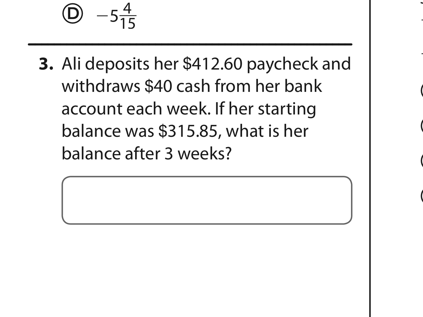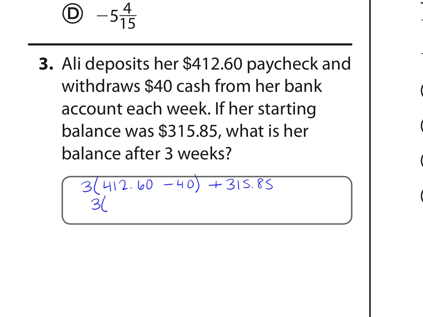So we see this, that for 3 weeks, she is depositing $412.60 and then subtracting $40 every week. Her starting balance was $315.85, so she started with $315.85. And we want to know the balance after 3 weeks. So I'm just going to follow through with order of operations. It's not the only way we could do this, but it would be just a straightforward way that always works.